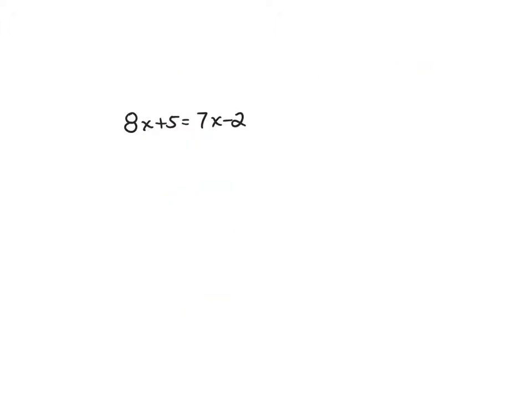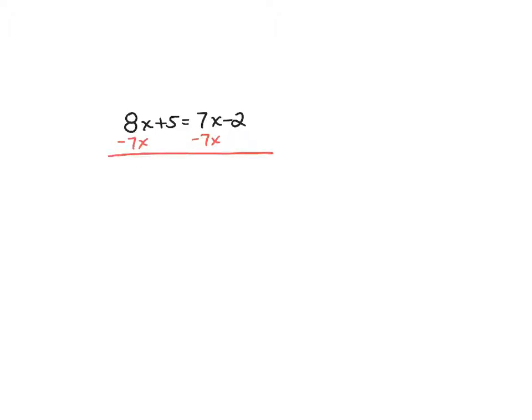Here's another one, and once again I have x's on both sides. So I want to get the x's together on the same side. So the very first thing I'm going to do is take 7x away from the right-hand side. When I do that, I'm going to get rid of the x on the right-hand side, but I also have to take 7x away on the left-hand side.